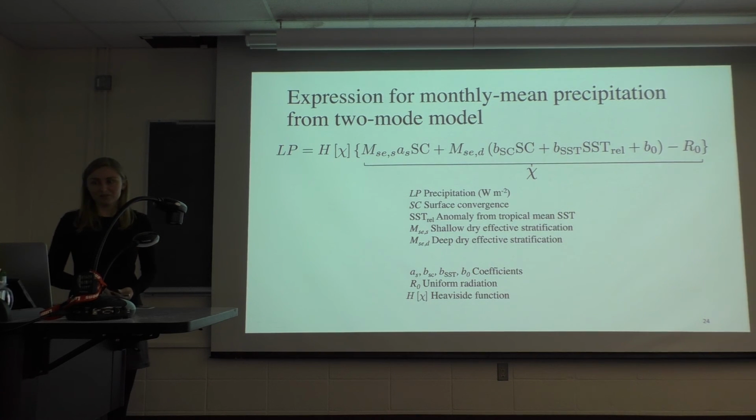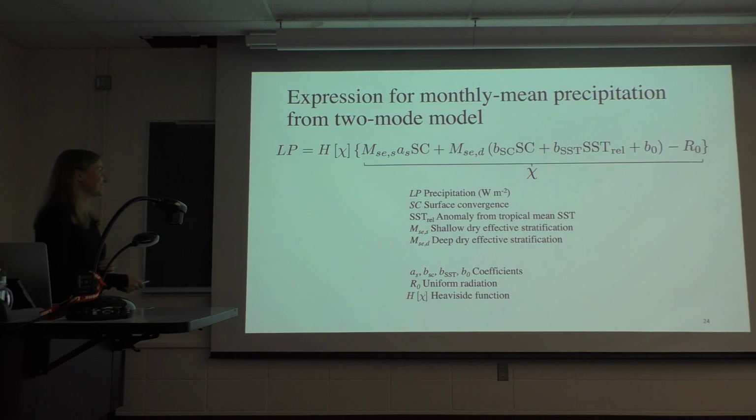Okay, so we've done it. We derived the two-mode model. Here it is. It doesn't look as much like the dry static energy budget anymore, but this is an expression for monthly mean precipitation as a function of surface convergence and SST with the spatially varying inputs.